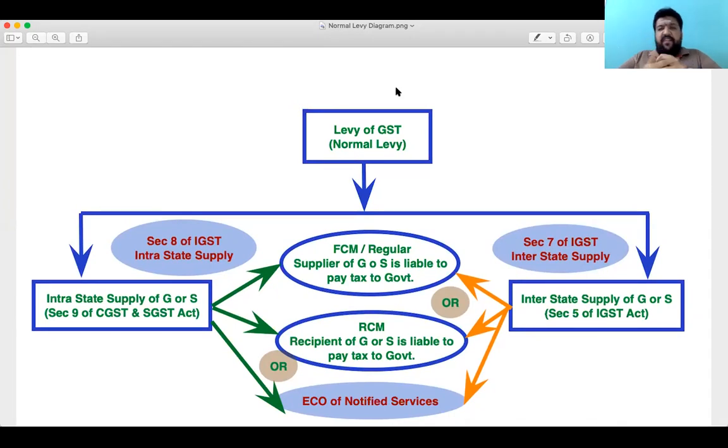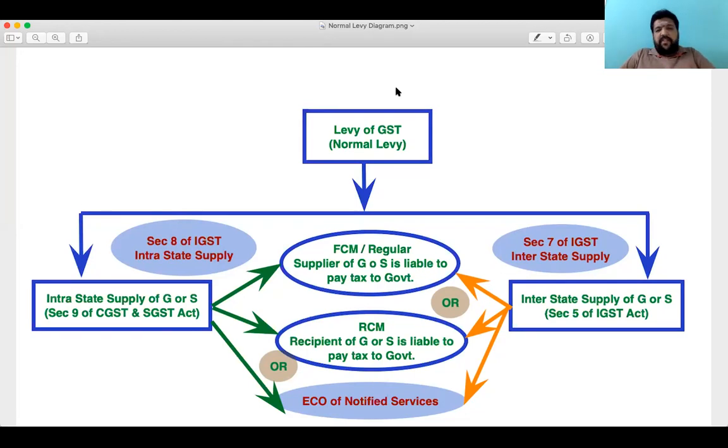Broadly, the levy itself can be categorized into two types, normal levy and composition levy. Composition levy is a separate discussion which is applicable only in case of intrastate supply. Somebody is going to do all those transactions within the state. Only then is composition levy possible. Normal levy is very common. Be it interstate supply of goods or services, be it intrastate supply of goods or services, both are covered.